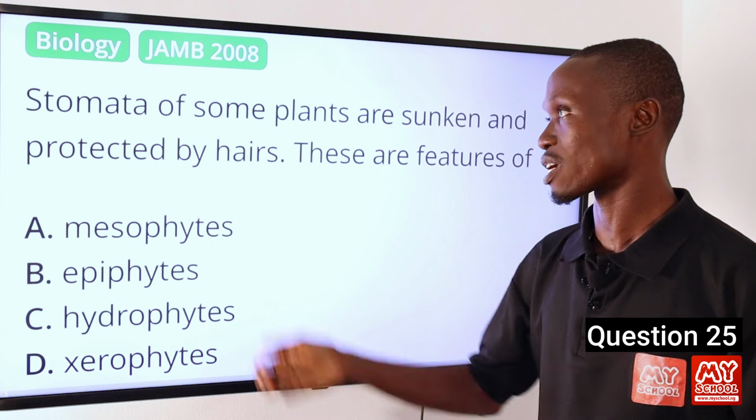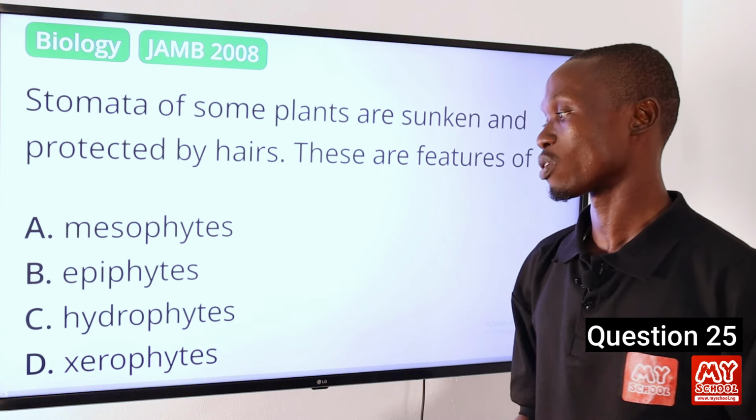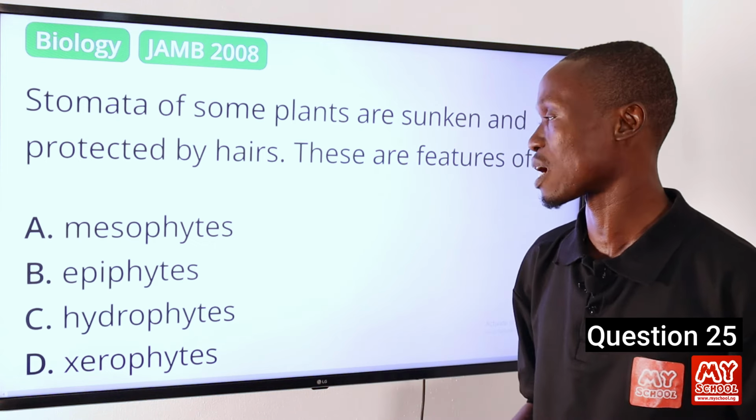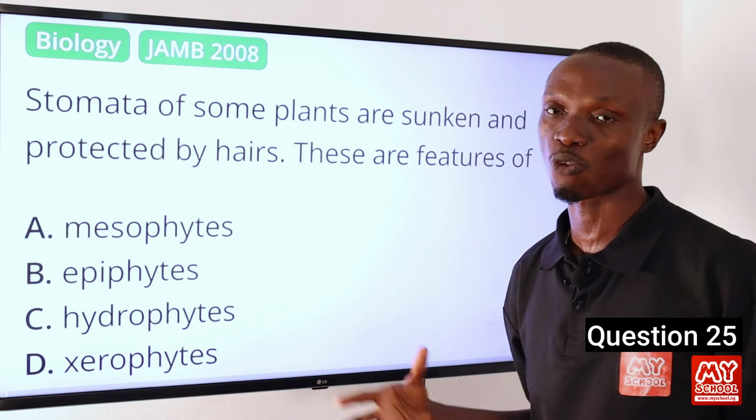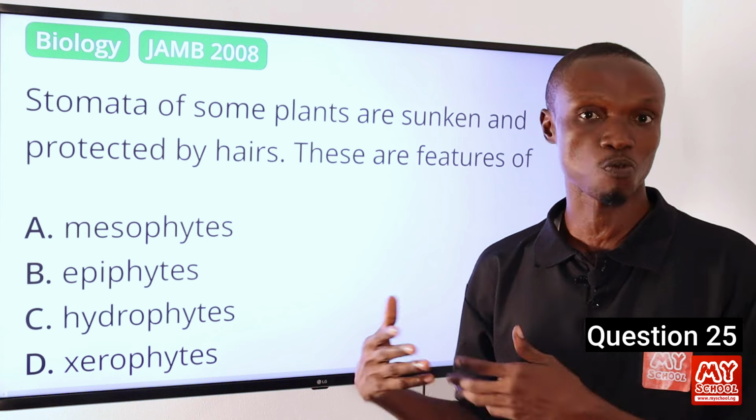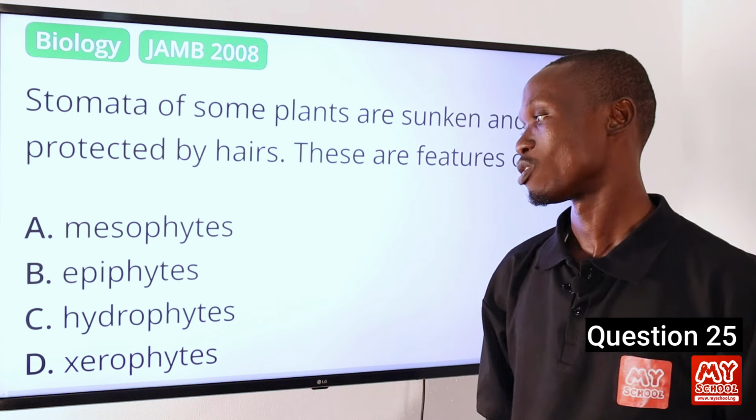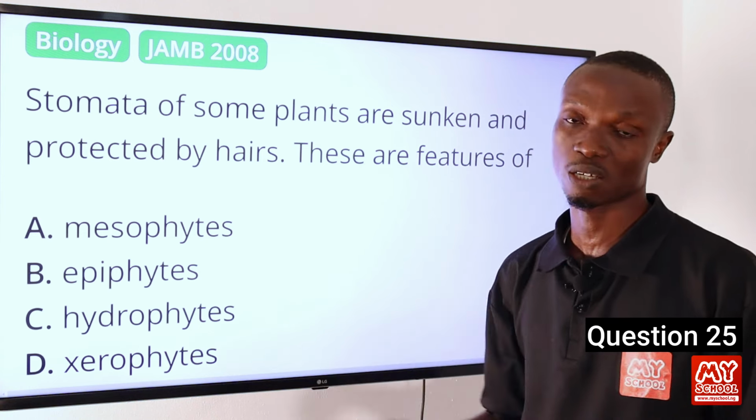Okay, so the answer to this question is option D. Xerophytes have stomata that are sunken and protected by hairs, and the reason for that is to prevent loss of water through transpiration. So that makes option D the correct answer to this question.